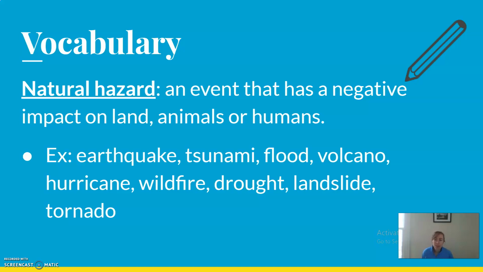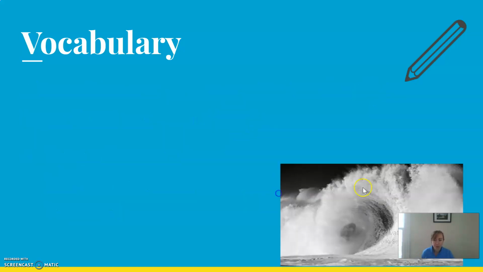So a lot of natural hazards are also what we were calling geological processes last week. So a geological process that harms people or that has a negative impact on lands or cities or whatever, all of those can be natural hazards as well. So we can call them both.